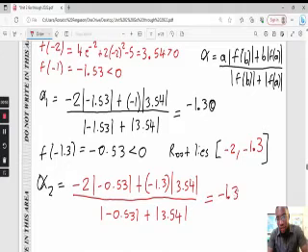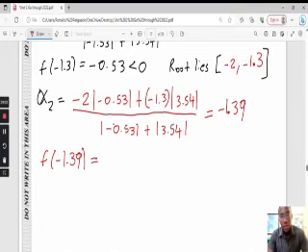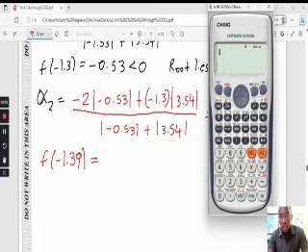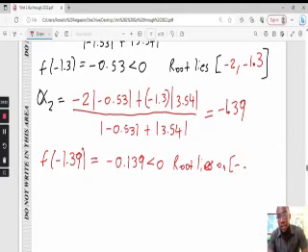Alright, so negative 1.39. Now we just need to plug this in. So f of negative 1.39 is equal to, put it in the function again. Remember the function is 4e to the negative 1.39, then plus 2 times negative 1.39, that is being squared, then we subtract 5. That is negative 0.139, and that is less than 0. Since this is less than 0, the root lies between negative 2 and negative 1.39.